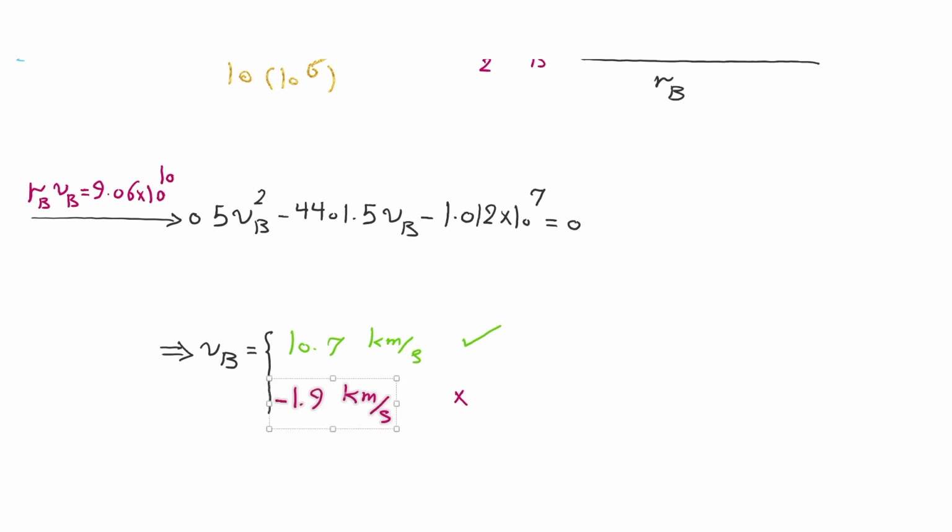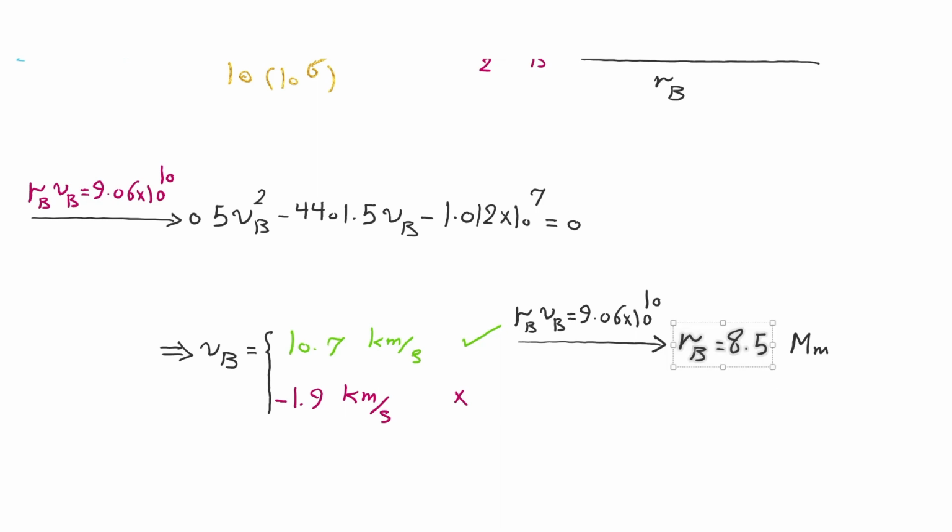So right now I have the velocity at point B, and using the equation that I had before, I can find out what RB is. And RB will be 8.5 million meters.